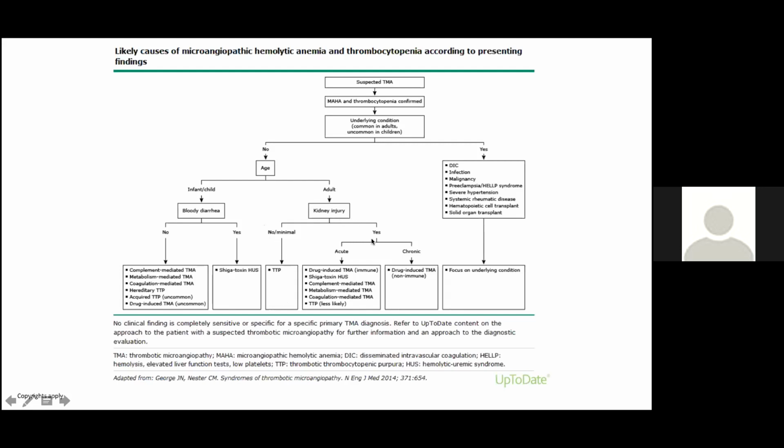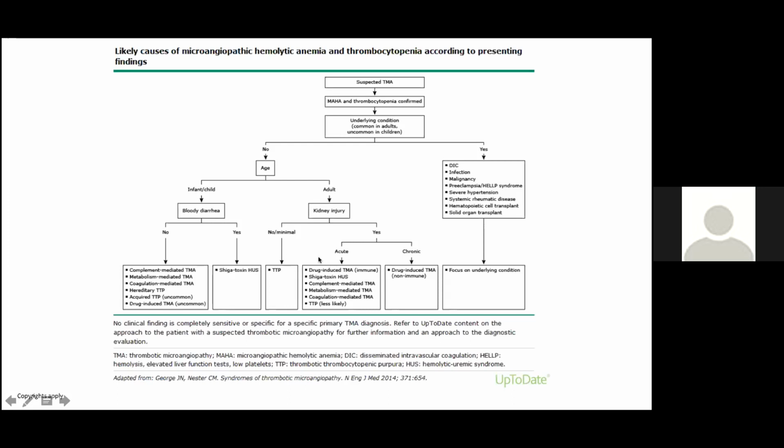And then if there is kidney injury, if it is acute, the first thing you have to exclude is drug-induced immune thrombotic microangiopathy. I will give you the medication list later. So drug-induced immune-mediated thrombotic microangiopathy will cause significant acute kidney injury. So you have to look for the drug treatment and then stop the offending medication.